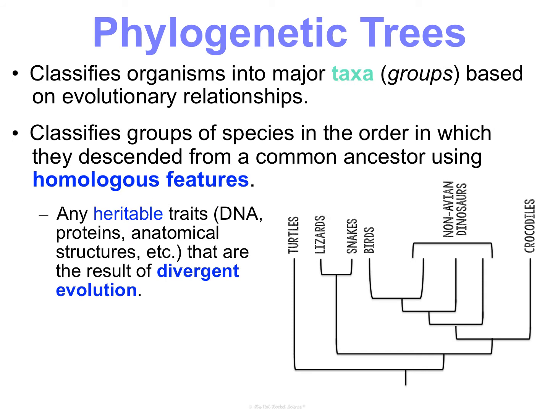So classifying organisms into their major taxa or groups is usually based on an evolutionary relationship. And so, classifying groups of species in order at which they descended from a common ancestor, we use homologous features. The features between organisms let us know how closely related they are, when they could have inherited things. So any heritable trait, like DNA, proteins, or any anatomical structure, is a result of divergent evolution, therefore showing us where the species first diverged.